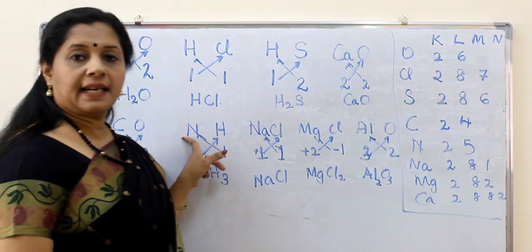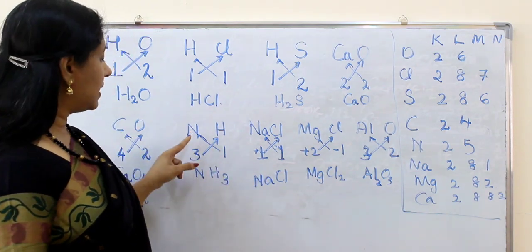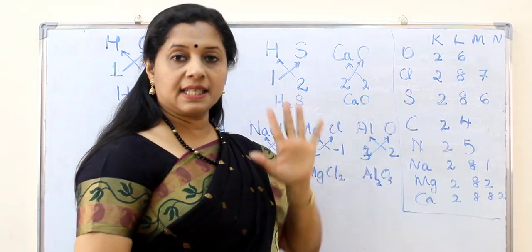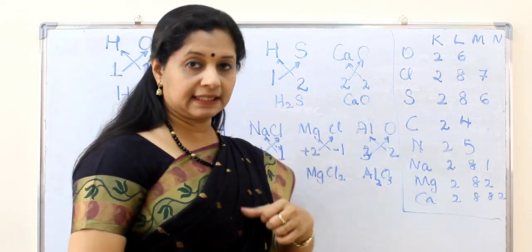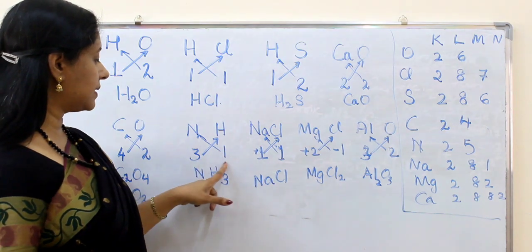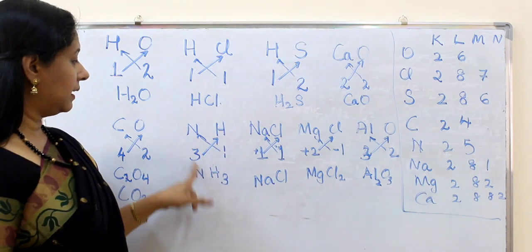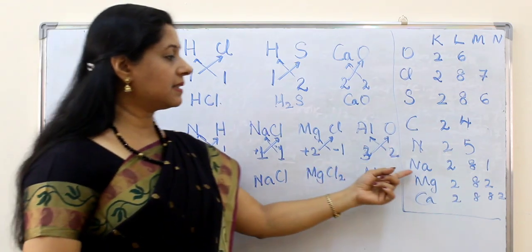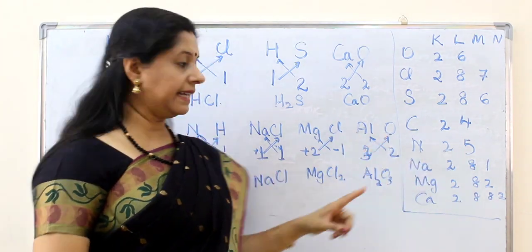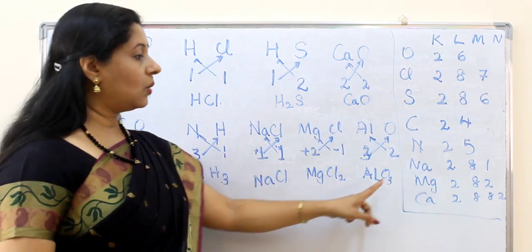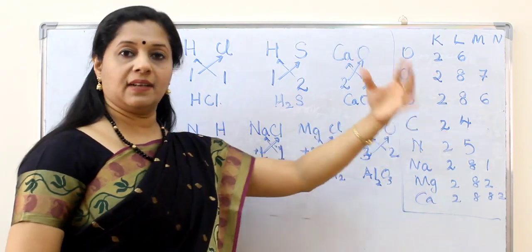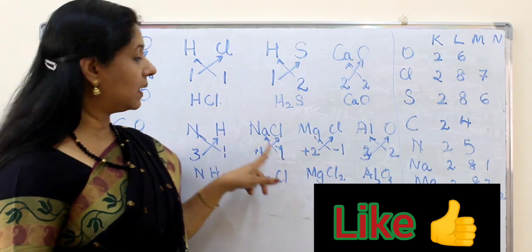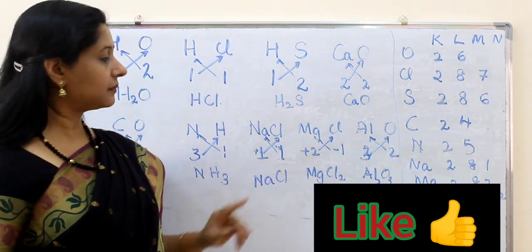Now ammonia has nitrogen and hydrogen. So nitrogen valency is 3, because nitrogen is 7, 2, 5. Since it is 5 valence electrons, it will take 3 more. Whereas hydrogen is 1. So crisscross N1H3, so NH3. Now sodium chloride, sodium has 11, 2, 8, 1. It will leave 1, so valency is 1. Chlorine has 17, 2, 8, 7. It will receive 1, so valency is -1. So plus 1 and -1, so NaCl.